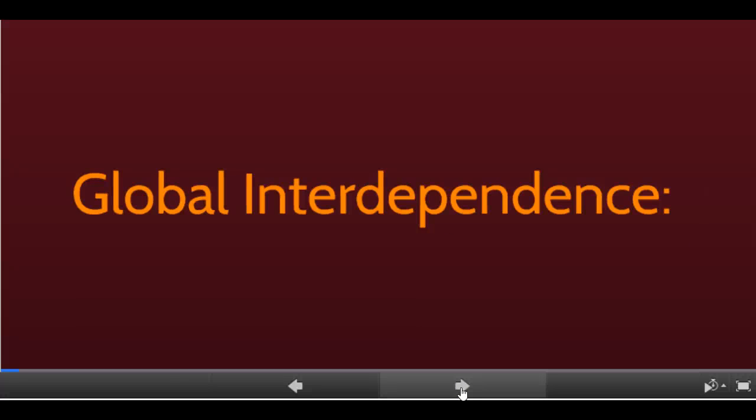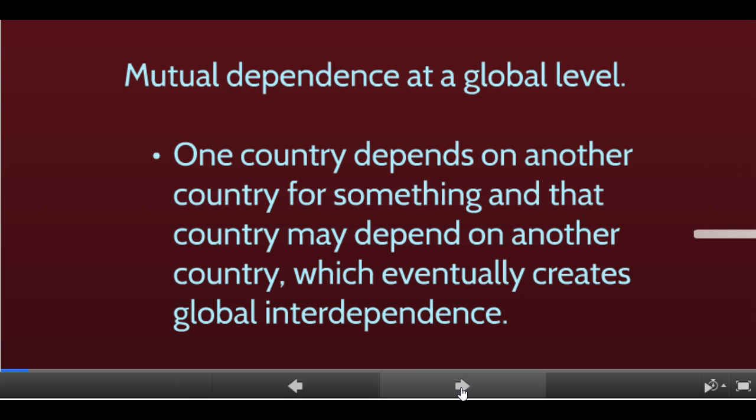Global interdependence is just countries throughout the world depending on each other to get the things and the necessities that they need in order for their countries to survive. And this is a different mindset from before, where countries wanted to be independent from each other and be self-sufficient and support themselves. So like we see with imperialism, countries wanted to have their own sources of raw materials to ship back to their own country. Global interdependence is different. Now countries don't mind getting other things from other countries in order to help them prosper. So global interdependence is just a mutual dependence at a global or world level.